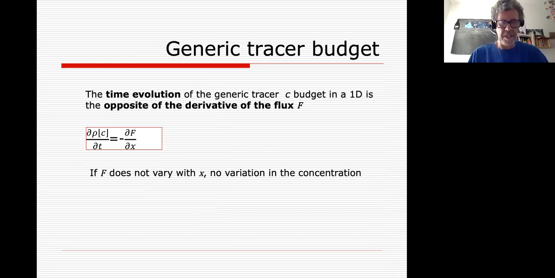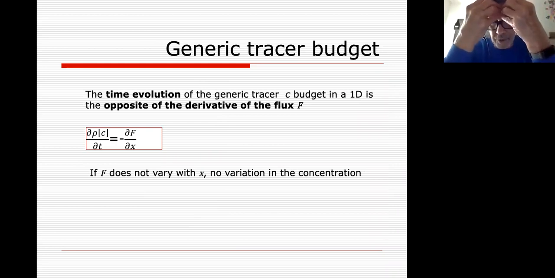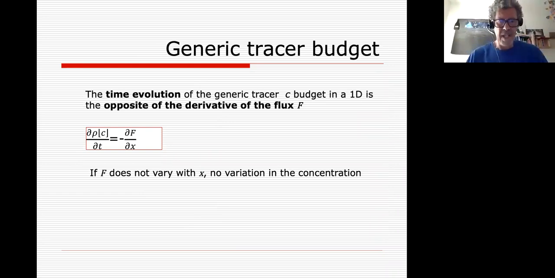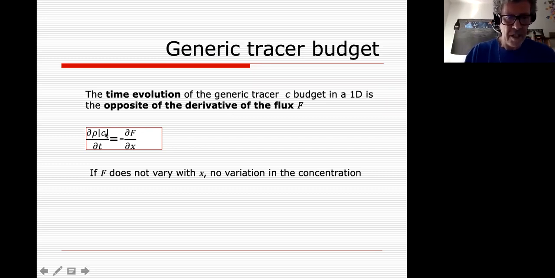We can speed up a bit here because it's something that you surely have already seen. The evolution of the generic tracer in 1D in a pipe, as the opposite of the derivative of the flux F. We've seen there are different kinds of fluxes, but you have a flux incoming and a flux outgoing in a pipe. In the center you have a water parcel, and the water parcel is characterized by a density, and we suppose that the generic tracer has a concentration of C.